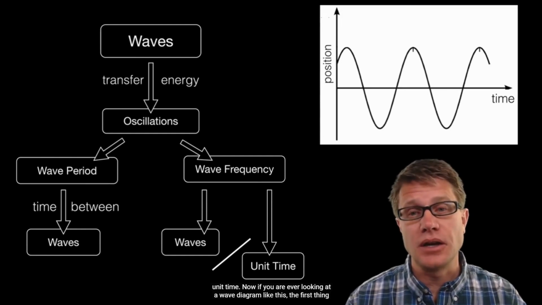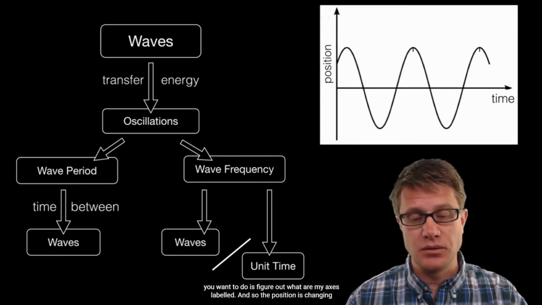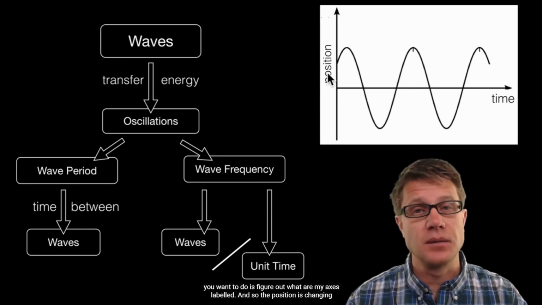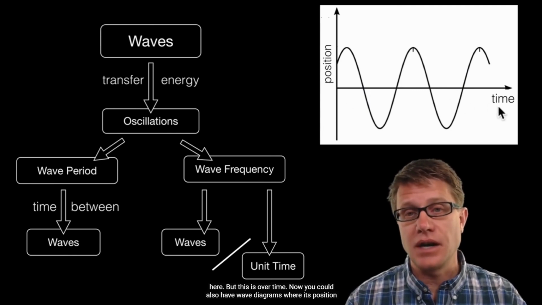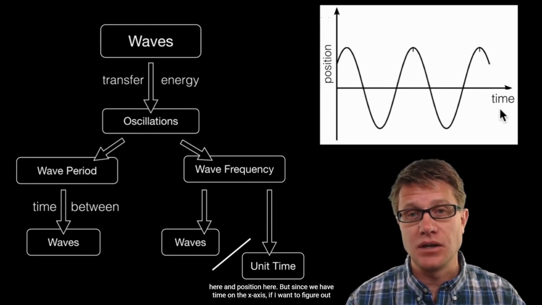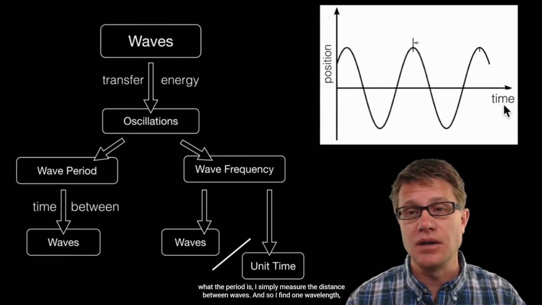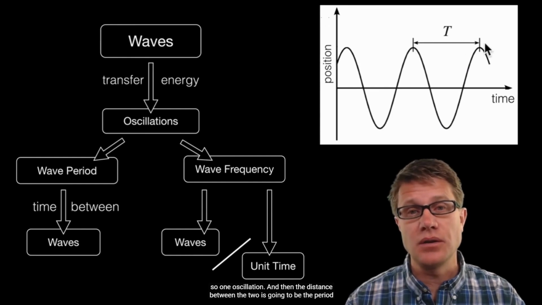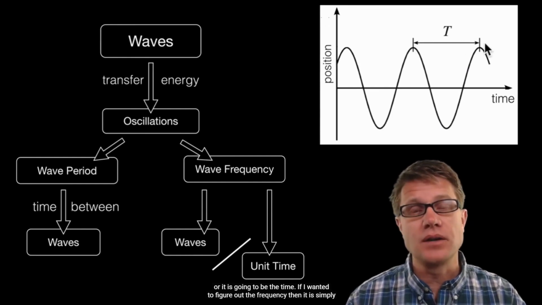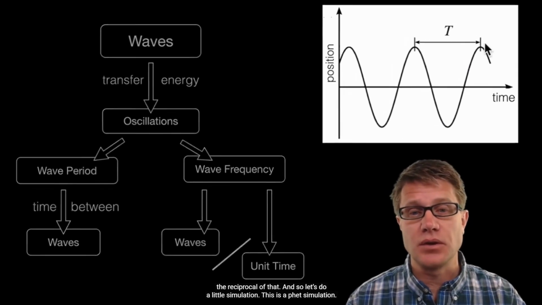Now, if you're ever looking at a wave diagram like this, the first thing you want to do is figure out what your axes are labeled. The position is changing here, but this is over time. You could also have wave diagrams with position here and position here. But since we have time on the x-axis, if I want to figure out the period, I simply measure the distance between waves. I find one wavelength, so one oscillation, and the distance between the two is the period, or the time. If I wanted to figure out the frequency, it's simply the reciprocal of that.